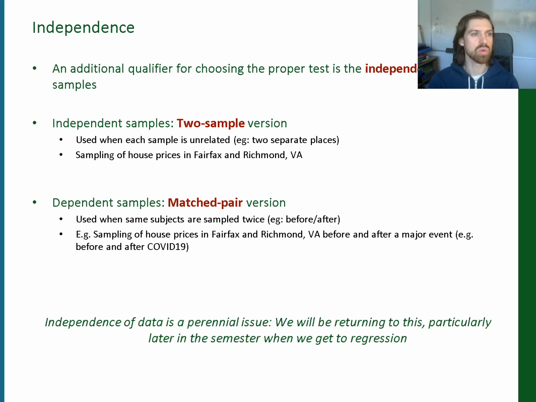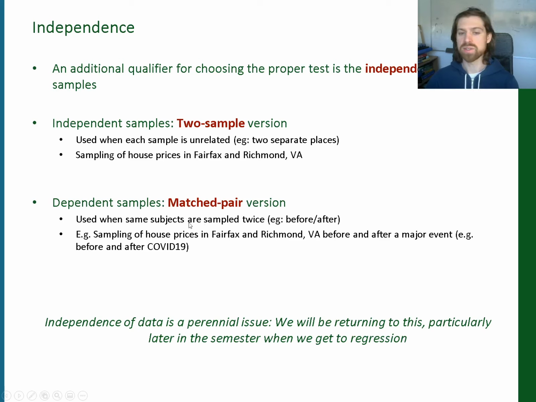So if I told you I wanted you to go off and sample Fairfax and Richmond, and I wanted you to sample the house prices in those two places, they would be independent samples because they're different locations. And that then contrasts with dependent samples where you have matched pairs.